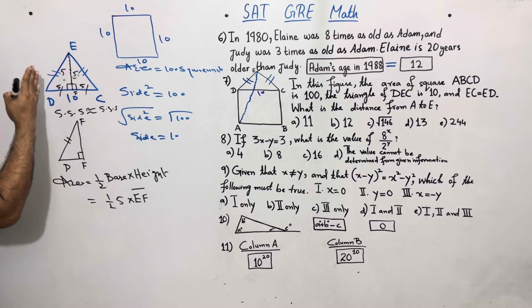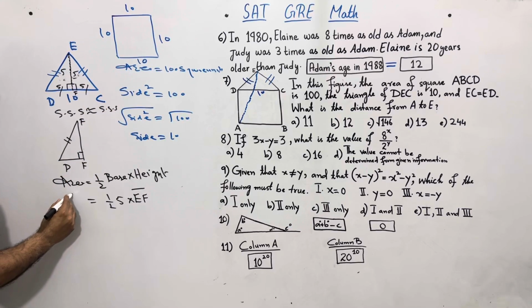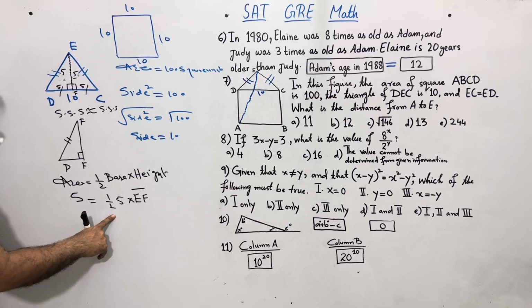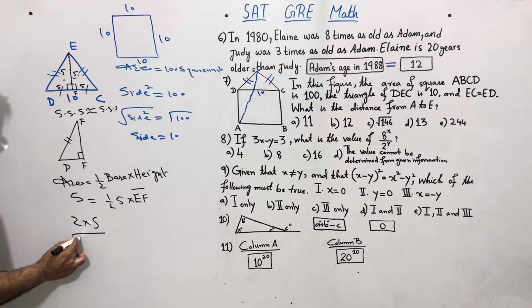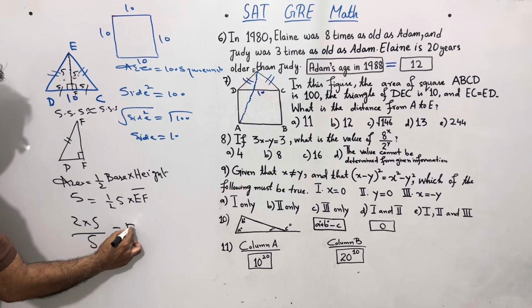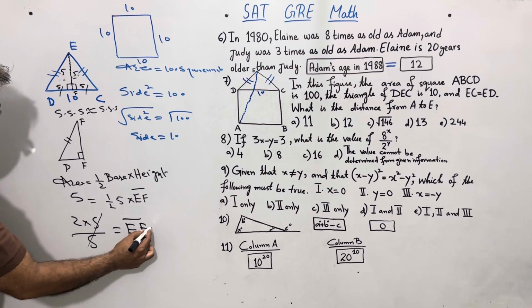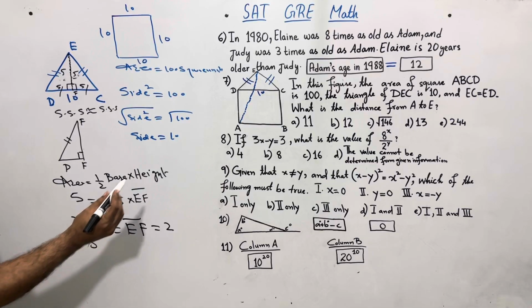So the area of any single triangle is 5 square units. Plugging in 5 and solving for EF, 2 times 5 divided by 5 is equal to EF. The 5s cancel, so EF is equal to 2 units.